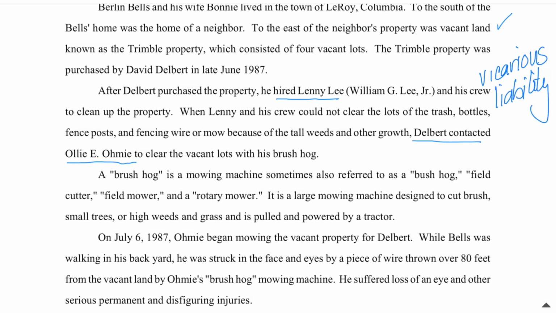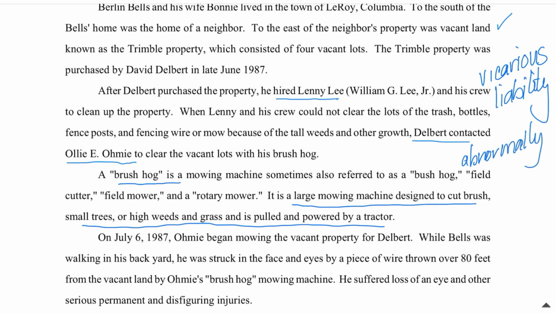Did Delbert have power to supervise or control the manner in which Omi conducted his business? Then the fact pattern continues by describing what a brush hog is. It is basically a large machine designed to help clear the property, powered by a tractor. So what is the issue here? Is a brush hog an abnormally dangerous activity as to give rise to strict liability?